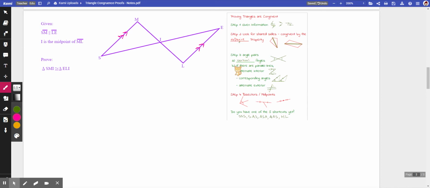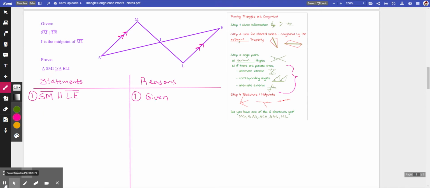Now, parallel lines give me angle pairs. So if I have a pair of parallel lines, I probably am going to need a pair of angles. I'm probably going to find that a pair of angles is congruent, and I'm going to need to use that. And of course, we're doing triangle congruence proofs, so I want to find pairs of angles that are congruent and pairs of sides that are congruent. So before I can identify my angle pairs and use them, I need to state that the segments are parallel because they are given. I need to actually put that statement into my proof.